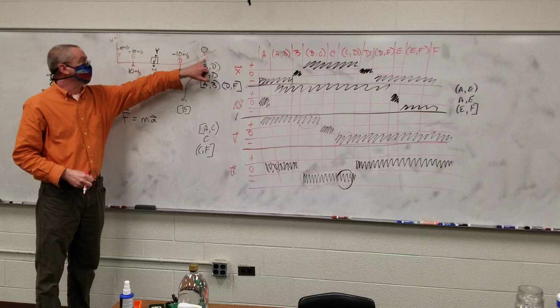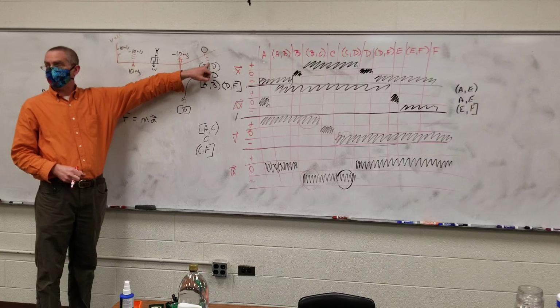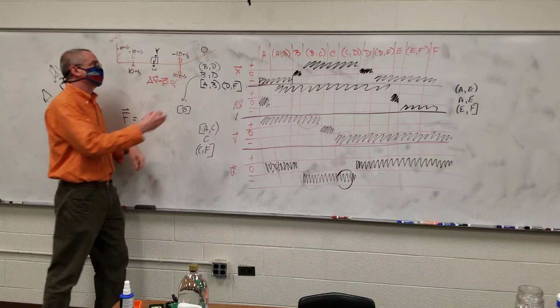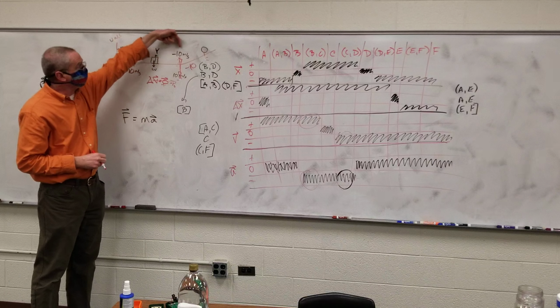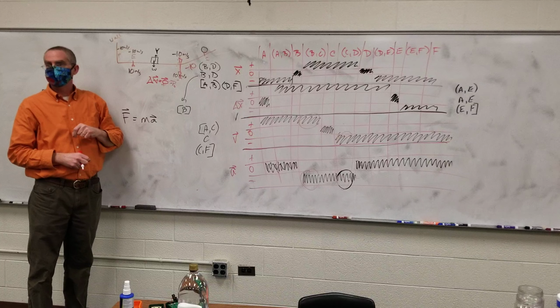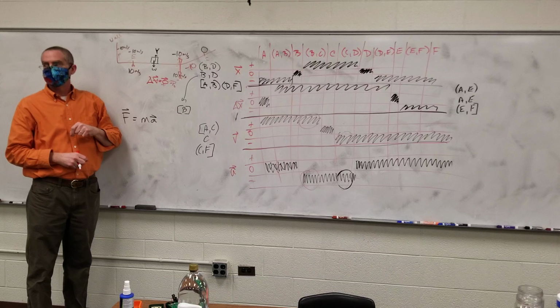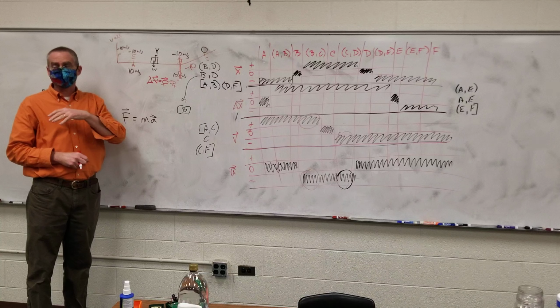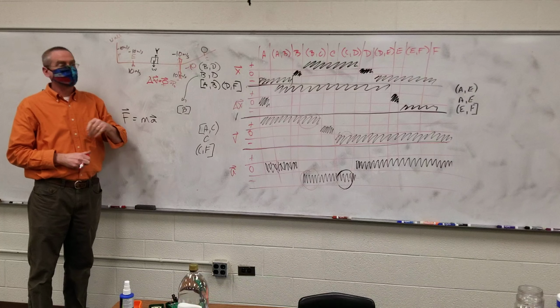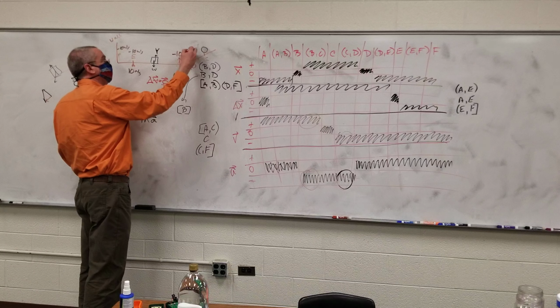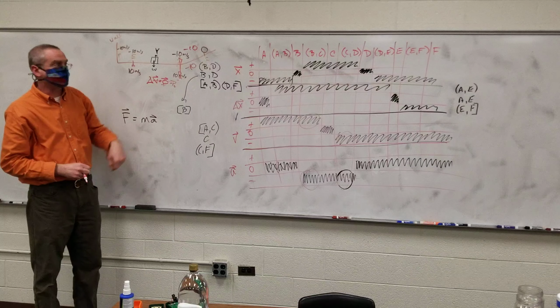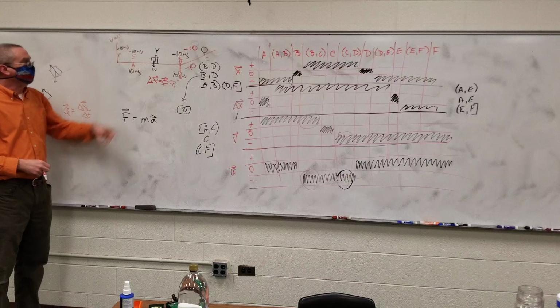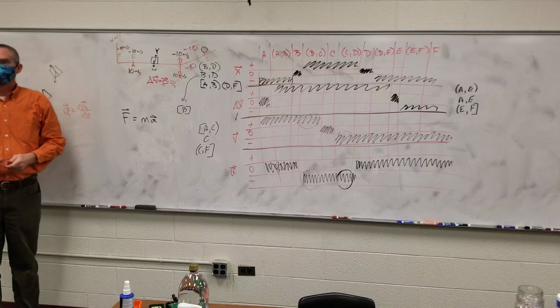From here to here, from 10 to 0, what's my change? Negative. So my acceleration is negative. From 0 to negative 10, what's my change? Change is always final minus initial. It's negative 10. So my acceleration is negative through that whole section. Okay, that makes more sense. And then it's 0 again because it doesn't change.